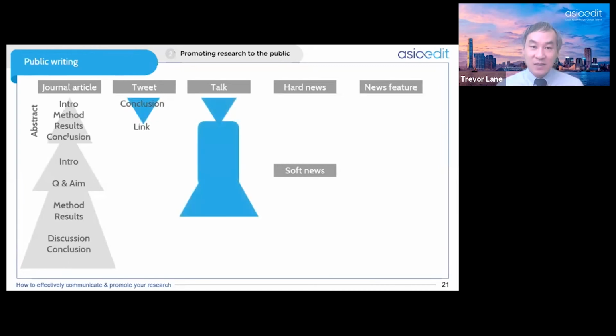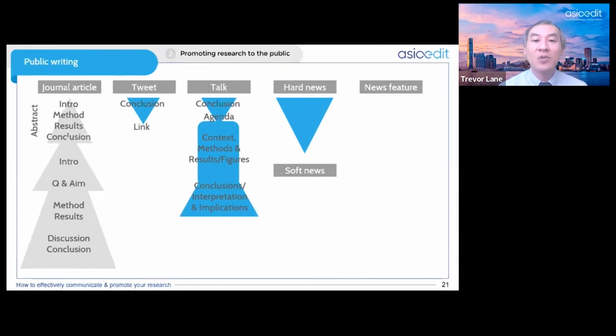For a talk, we've just seen, so it kind of looks like a bell, maybe, like a Christmas bell. So it goes from conclusion at the beginning, and then the rest can follow IMRAD. It goes wider at the bottom when you talk about implications. So for hard news, by no surprise, it's going to be this version, the inverted pyramid.